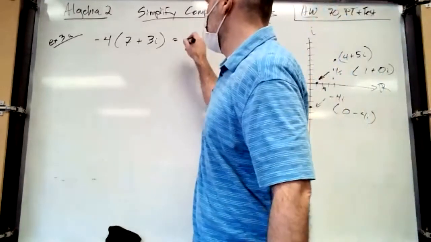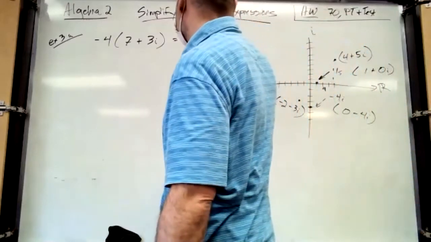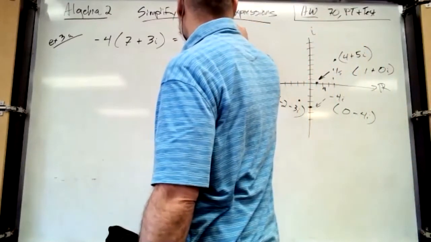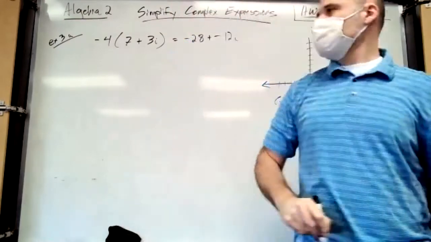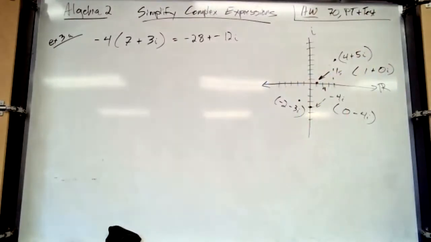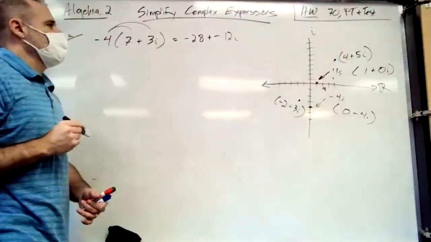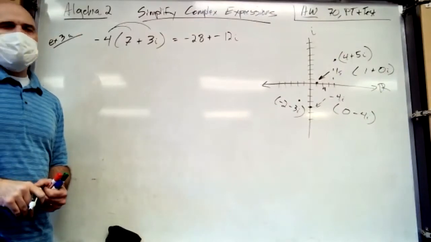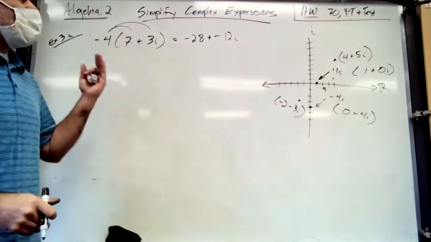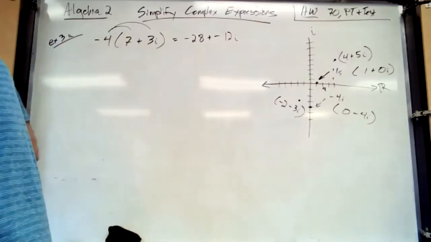Negative 27 plus negative 29. Oh, you multiplied the 7 times the 3 instead of the negative 4. Yeah, just distributing the negative 4, right? So negative 28 plus negative 12i, right? Yeah, and you could find the absolute value of that, but that would take some work, so we're not going to do that. So let's do 1b.